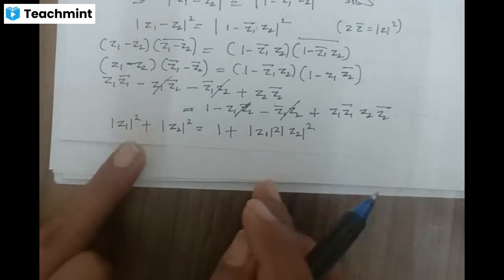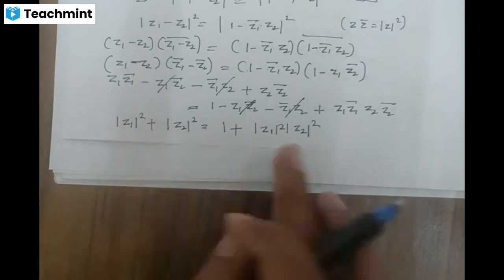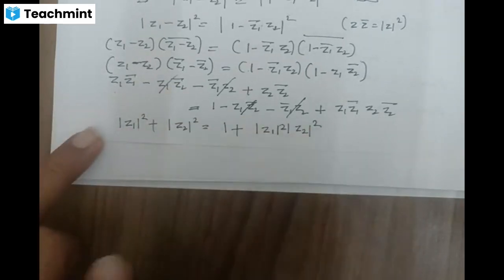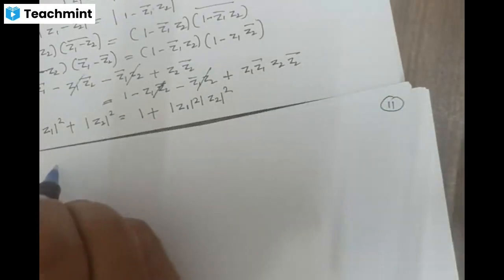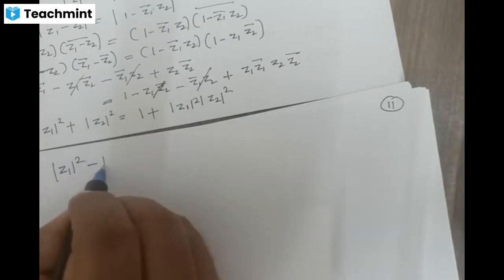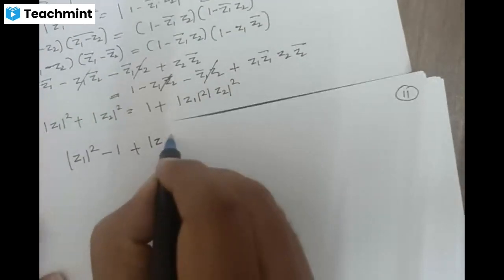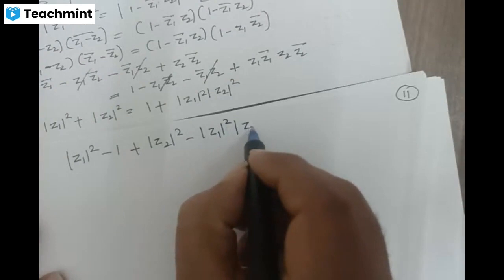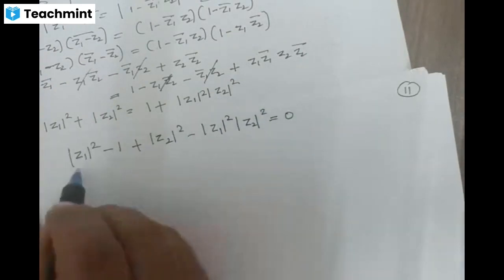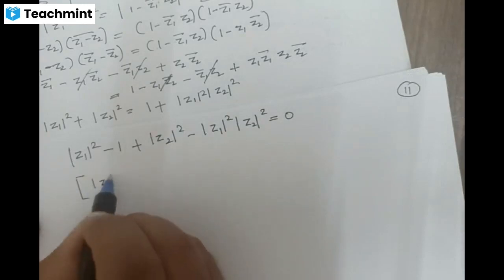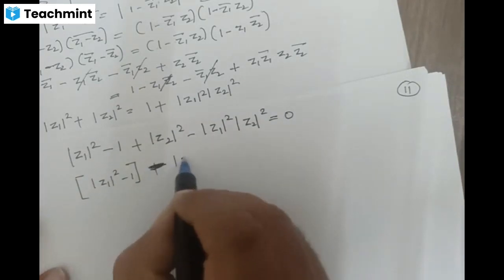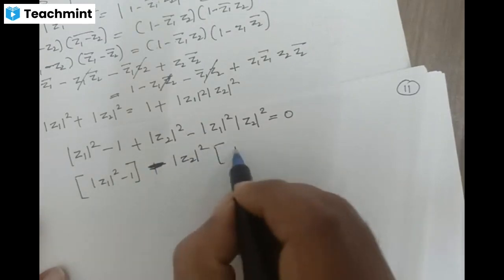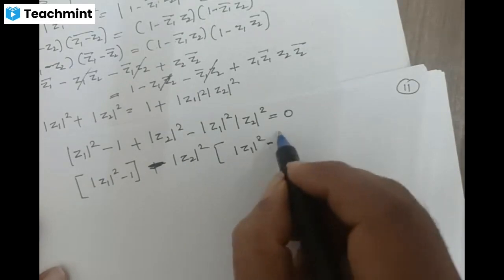So next, I will bring both to the left side, so it is easier for continuation. Mod z1 whole square minus 1, plus mod z2 whole square minus mod z1 whole square into mod z2 whole square equals 0. I will club these two: mod z1 whole square minus 1, and taking minus mod z2 whole square common from the other terms, mod z1 whole square minus 1 equals 0.